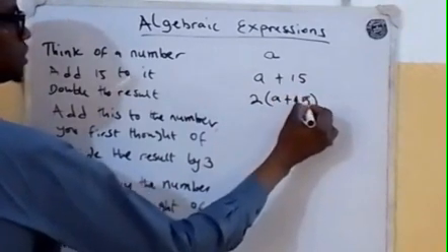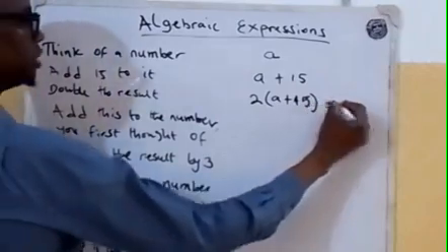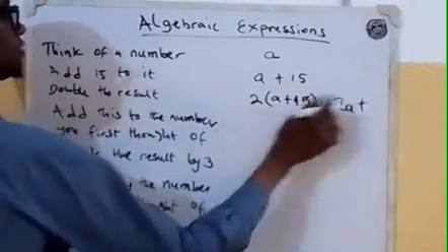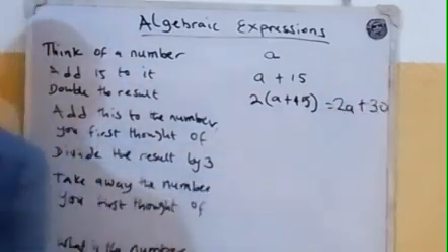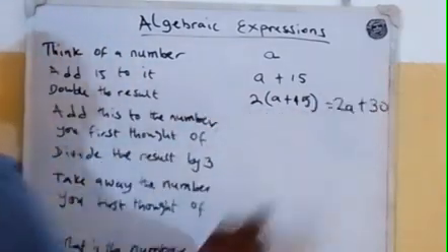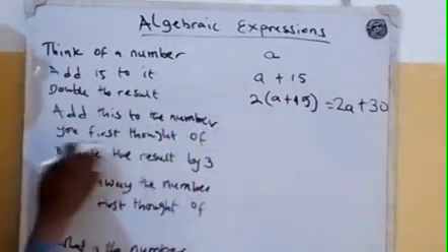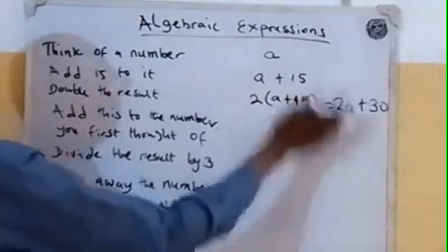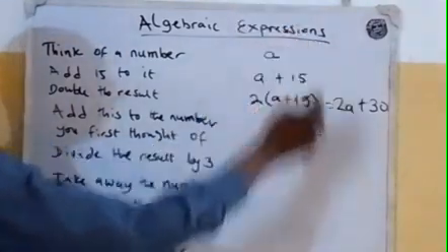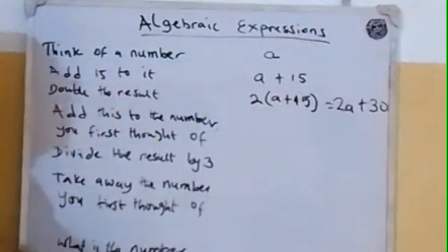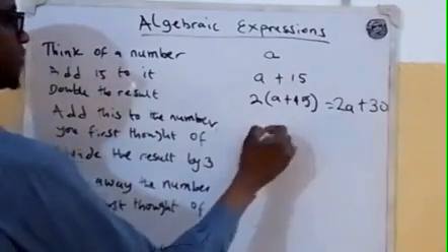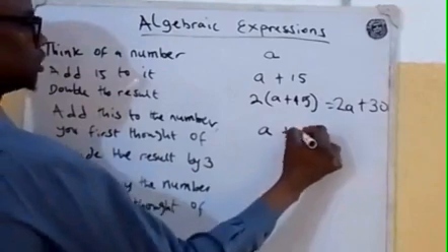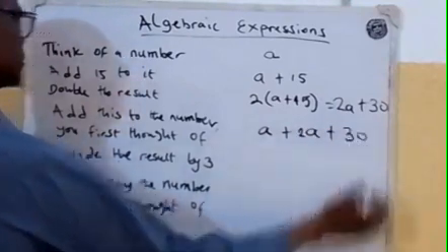If you simplify this expression by opening the bracket, what you have there is 2 times A is 2A plus 2 times 15 is 30. So that is double the result. So add the number you first thought of. I'm going to go back and add my first thought. I thought of a number, this is A. It didn't change in my mind. So the number I first thought of is A plus the result of this one, 2A plus 30.